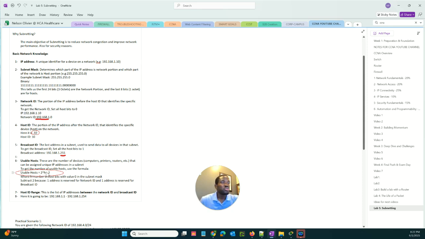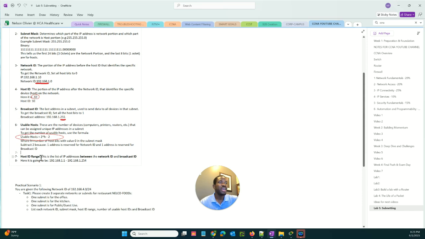The formula to determine usable hosts is 2 to the power h minus 2, where h is equal to the number of host bits with a value of 0 in the subnet. Why do we subtract 2? We subtract 2 because one address is reserved for the network ID, and one other address is reserved for the broadcast ID. So that's why we use this formula.